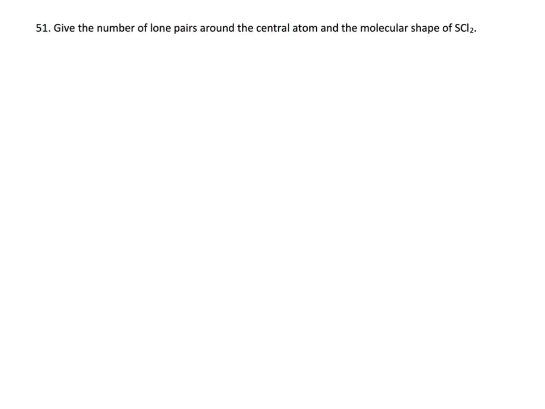Question 51 asks to give the number of lone pairs around the central atom and the molecular shape of SCl2. So we're going to start out by drawing the Lewis structure. We have sulfur in the middle. We add up our valence electrons here. We have 7 times 2 for the 2 chlorines plus 6 for the sulfur, gives us 20.